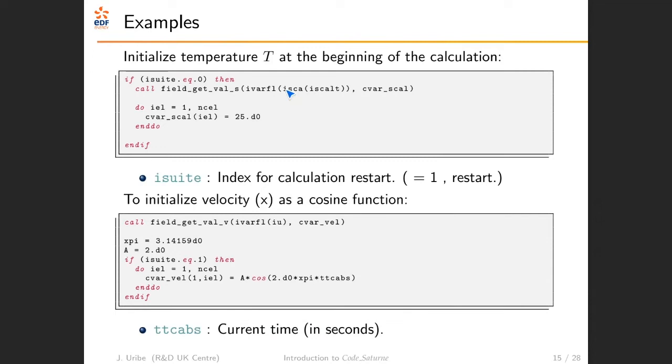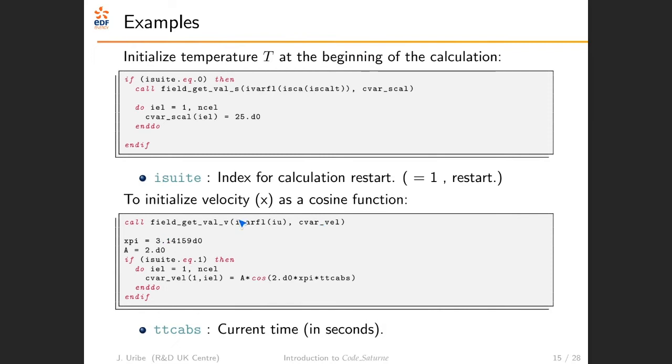Another example here is how to initialize the temperature at the beginning of the calculation. In this case, you have a test here: this I switch is a number that will tell you whether you're starting the calculation from scratch or restarting from a previous calculation. So in this case, we're setting it only to change the temperature when we're not restarting the calculation. Make sure that when you restart, you don't reset your temperature values. And we do the same. We call the function for the scalar, and that scalar is set to 25.